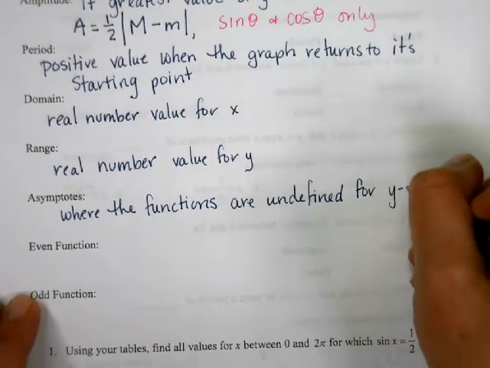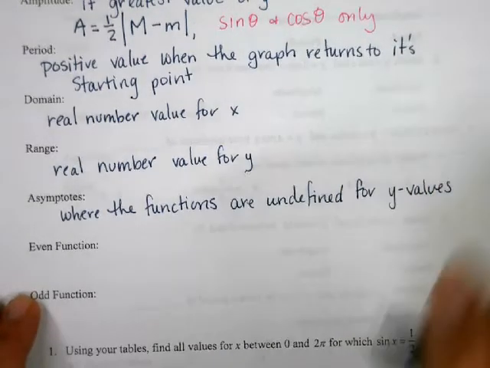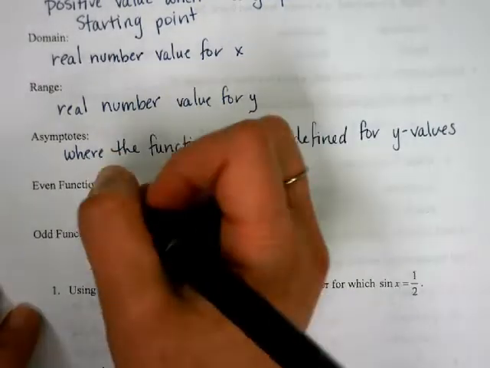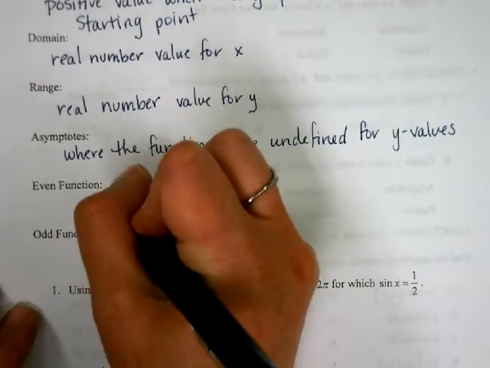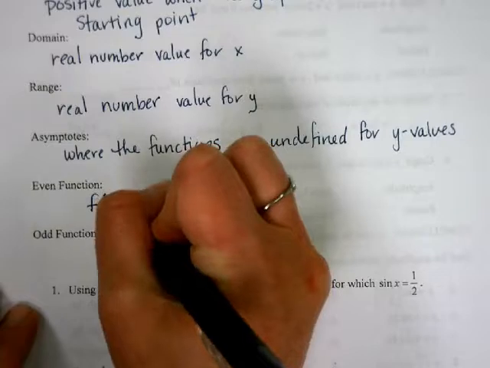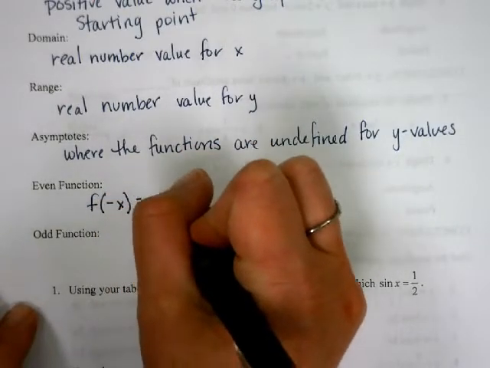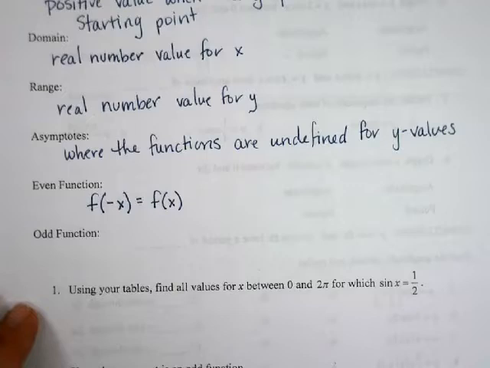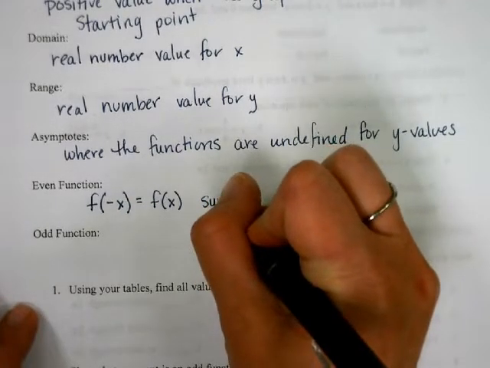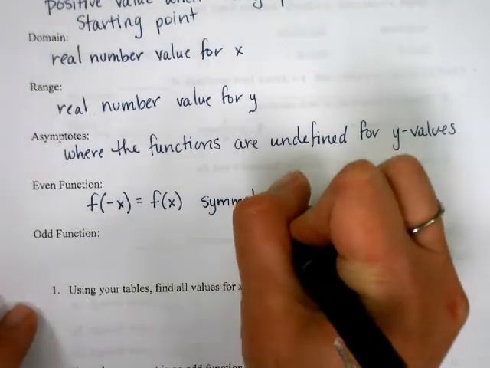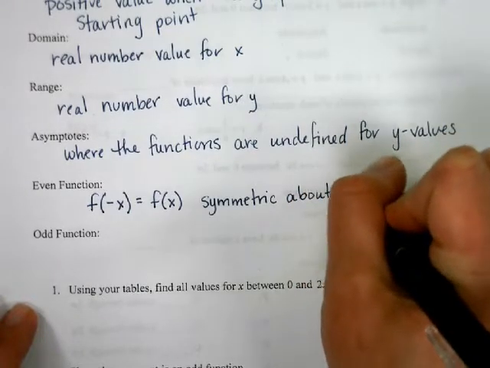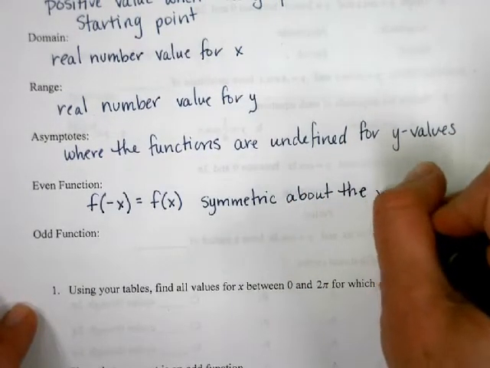An even function. An even function happens when you plug in a negative x value and you get your original function out. Okay? These guys are symmetric about the y-axis. Remember that cosine is an even function.